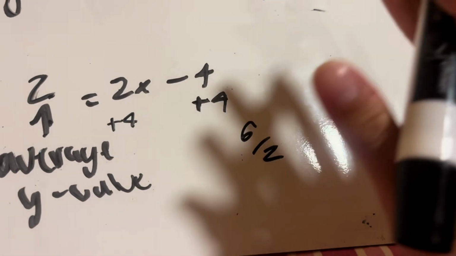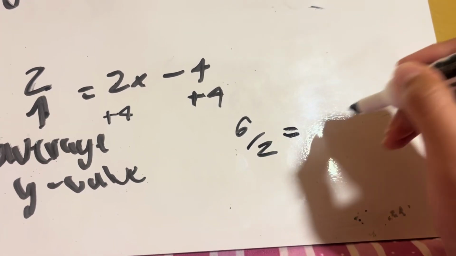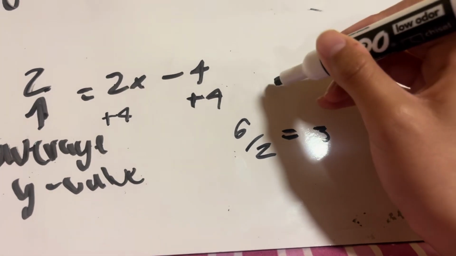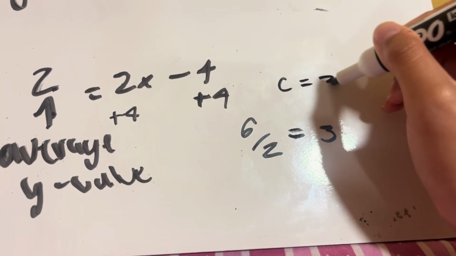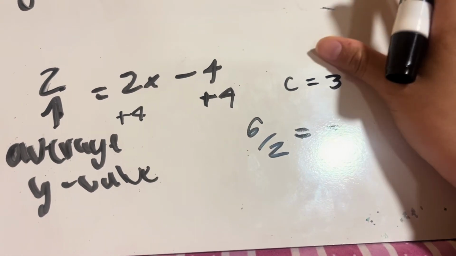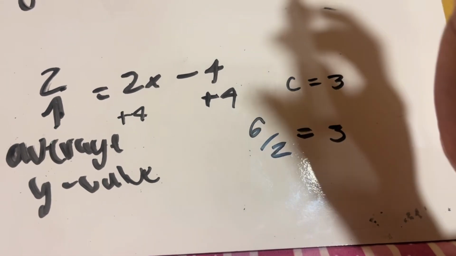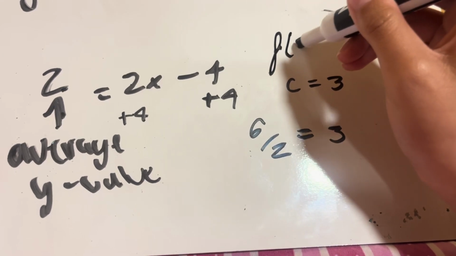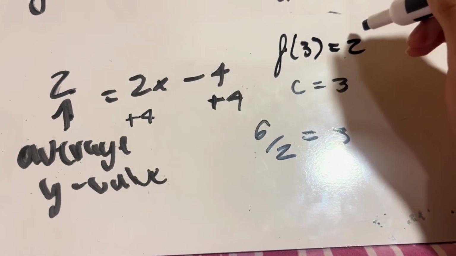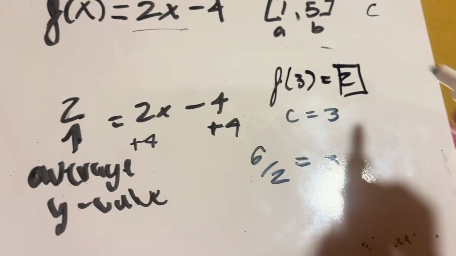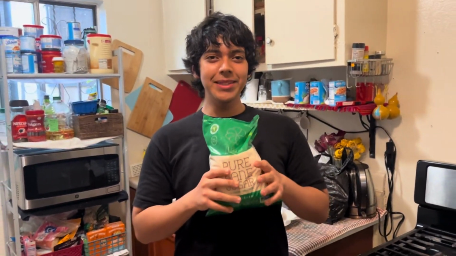Okay, I just know mental math, okay? And then this is 3. So this means that C is equal to 3. And then f of 3 equals 2. And then this is how many teaspoons we have. For our coating, and now I will be coating it.